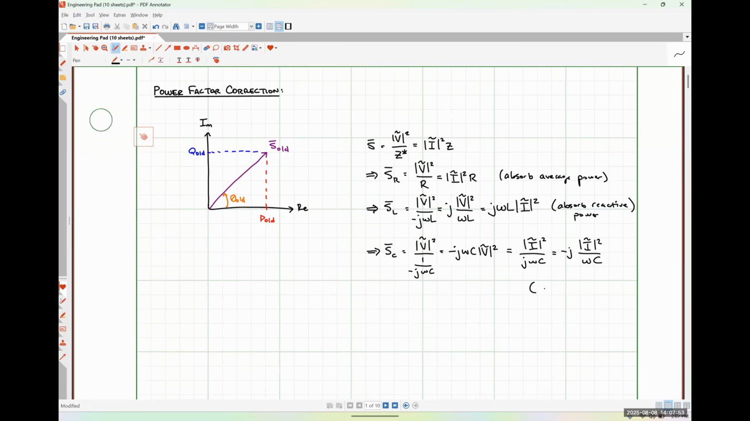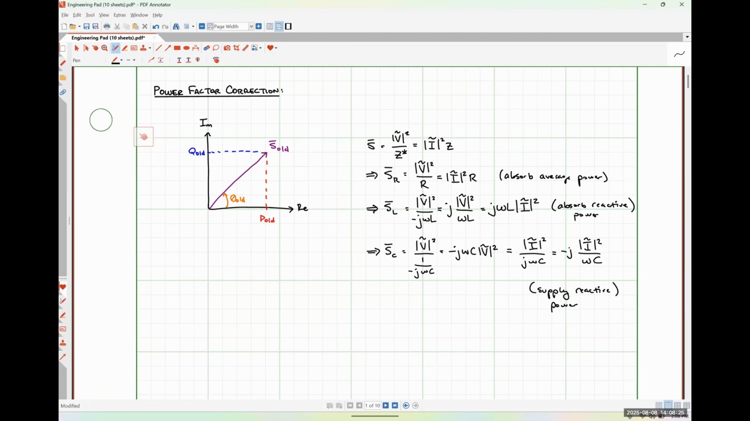So from this relationship, we can see that a capacitor's complex power is always imaginary and always negative, so we could say that capacitors supply reactive power. Okay. So the reason why I'm bringing this up is because we can use these relationships and what's going on to figure out how to improve our power factor.